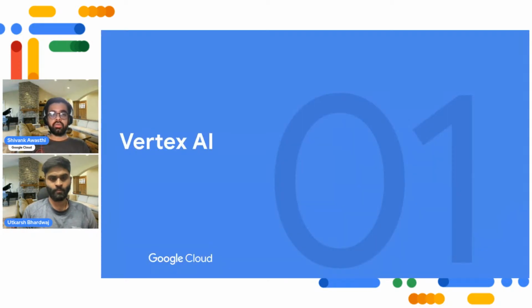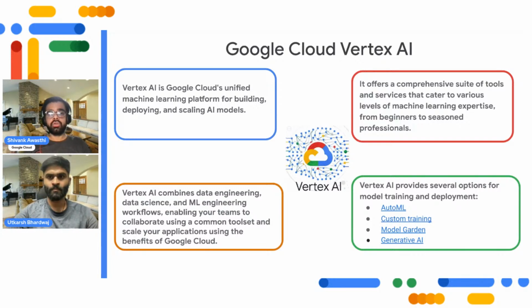Now, proceeding further to the Vertex AI slide. What is Google Cloud Vertex AI? Vertex AI is Google Cloud's unified machine learning platform for building, deploying, and scaling AI models. It provides a comprehensive suite of tools and services that cater to various levels of machine learning expertise, from beginners to seasoned professionals. Vertex AI combines data engineering, data science, and ML engineering workflows, enabling your teams to collaborate using a common toolset and scale your applications using the benefits of Google Cloud. There are several options available for training and deployment of models, which can be done through AutoML, custom training, Model Garden, and Generative AI.